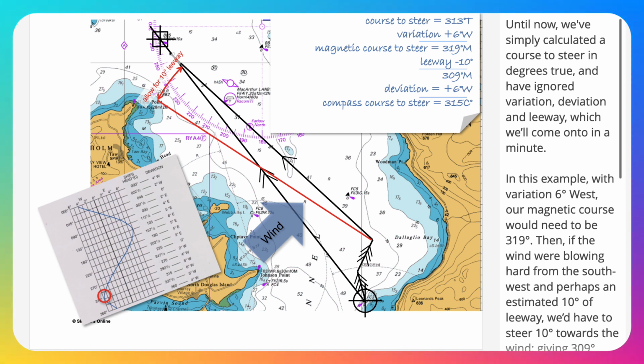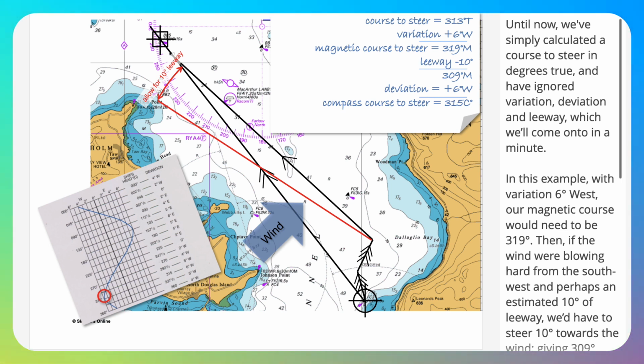In this example, with variation 6 degrees west, our magnetic course would need to be 319 degrees. Then, if the wind were blowing hard from the southwest, and perhaps an estimated 10 degrees of leeway, we'd have to steer 10 degrees towards the wind, giving 309 degrees magnetic, where we will suffer 6 degrees of westerly deviation, giving a compass course to steer of 315 degrees.